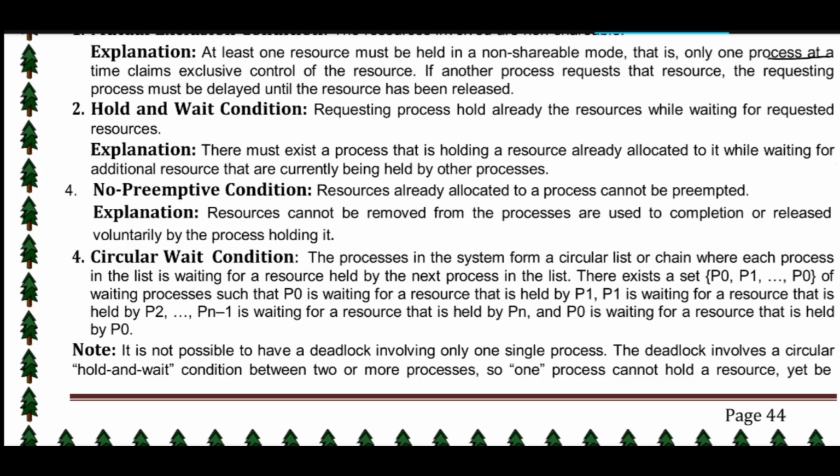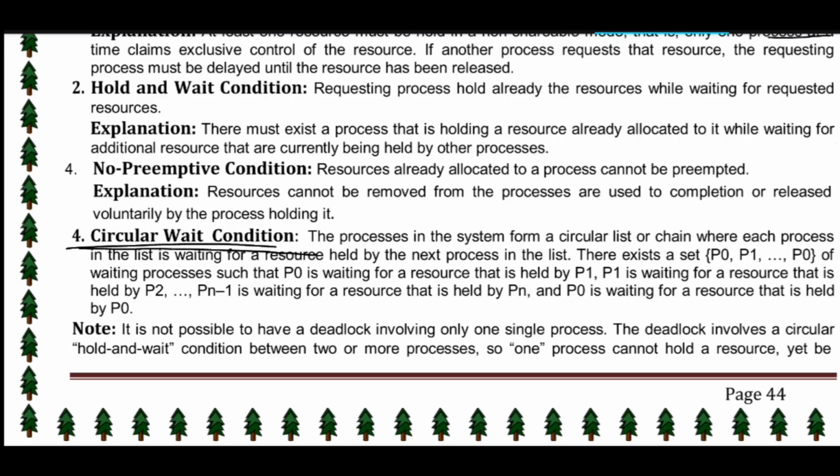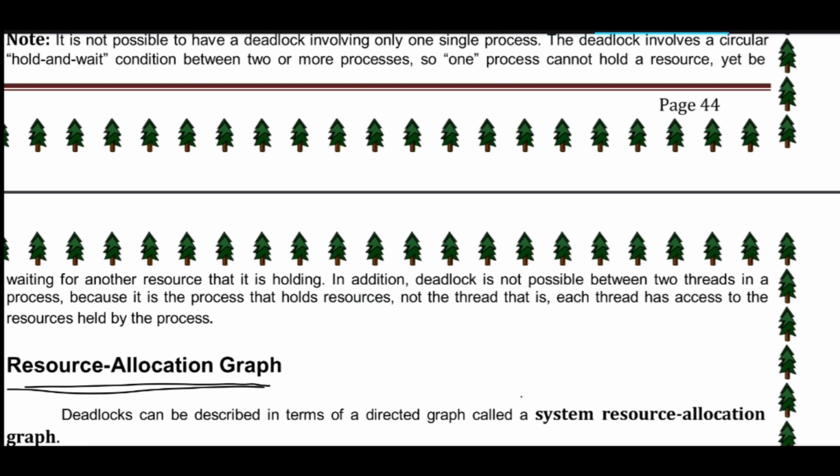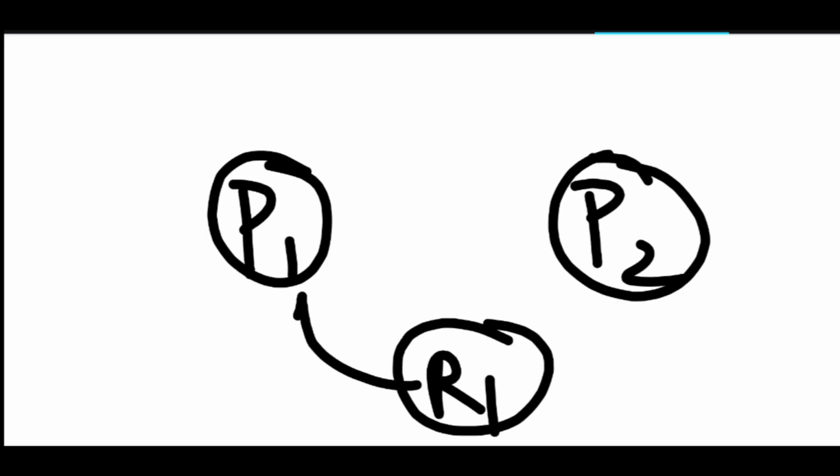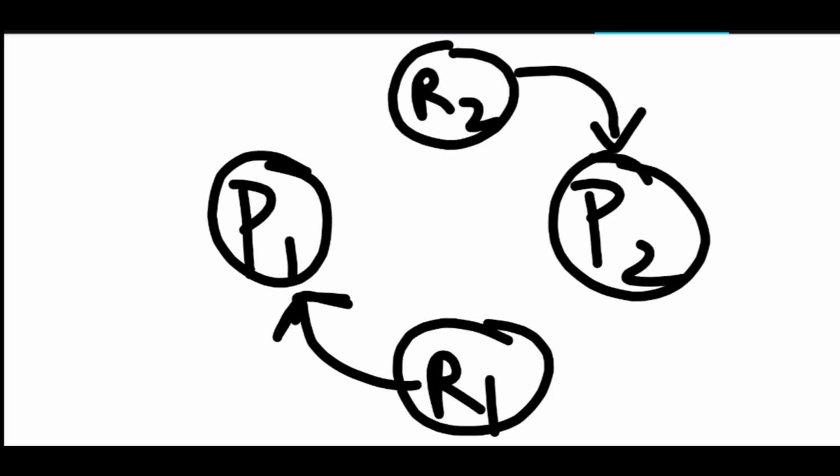Then here is the circular wait condition. What is the circular wait condition? Let's draw the diagram. I have already discussed P1 and P2. Then here is our R1. What does this arrow mean, from resource to process? It means the resource is allocated to P1. Then there is another resource R2, and this arrow means R2 is allocated to our process P2.